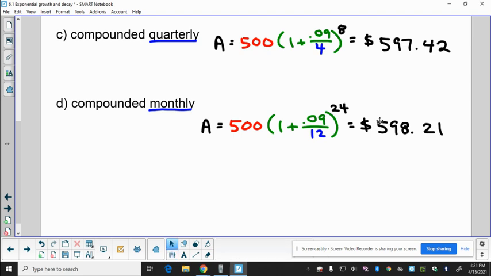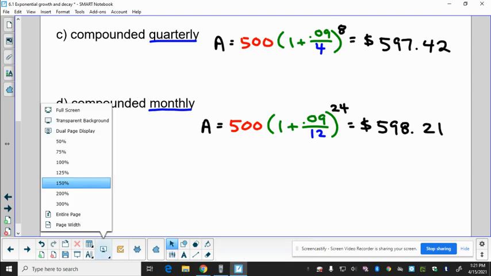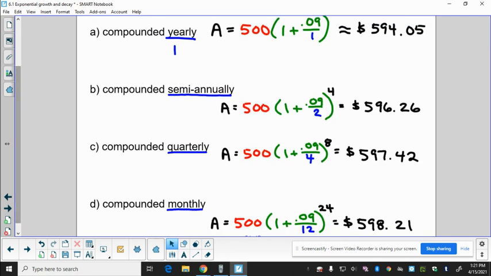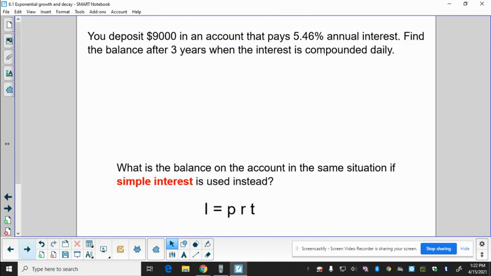All right, so let's take a look at all this. Might need to shrink this down a bit. There they are. There's all those cases. So check it out. We can see that the more times you compound, the more money you get. Keep that in mind in life. Let's try something else.